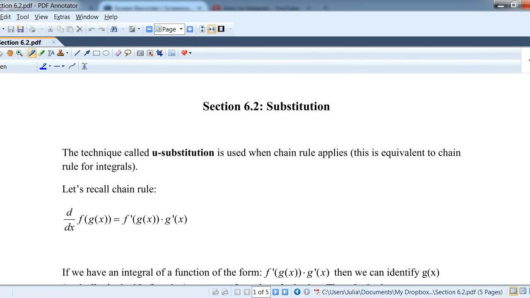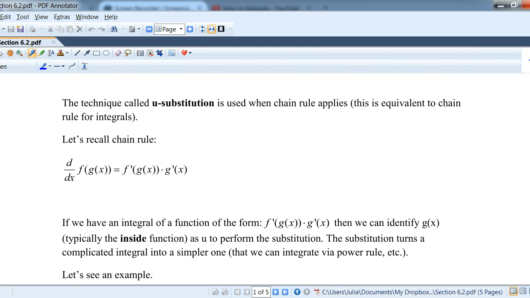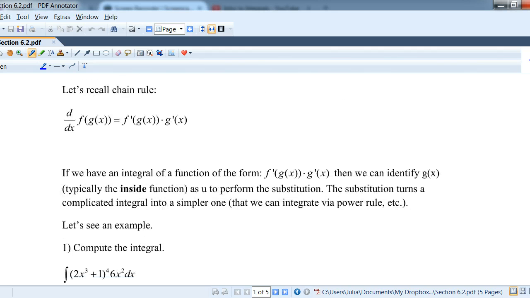If we take that and work backwards, we need an integral of a function in this form, f prime of g of x times g prime of x. If we can identify the g of x, typically the inside function, as the u, we can perform the substitution. I'll show you how the technique works, and then there are certain shortcuts that work almost exactly the same. It's really the same process, just without using the u.